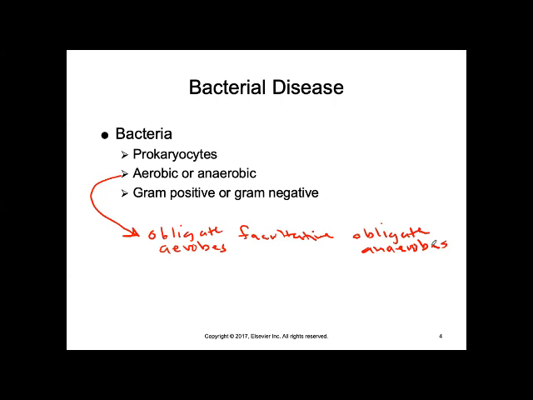And then an organism can be gram positive or gram negative, or it can be acid fast. Gram staining is one of the ways that we classify bacteria by subjecting them to a differential stain, which is what the gram staining procedure is.